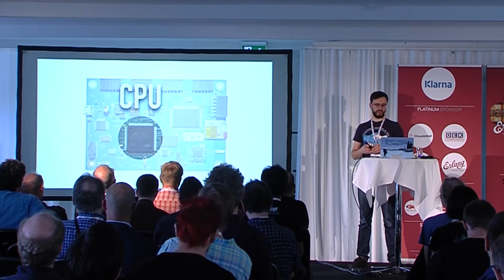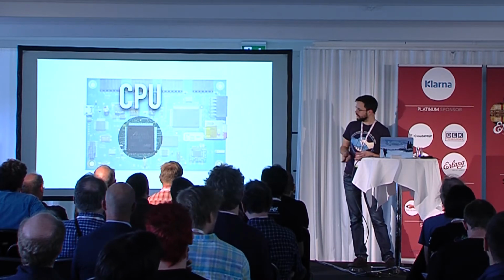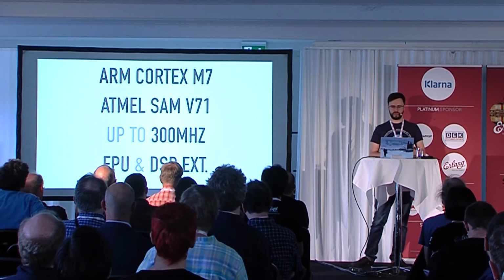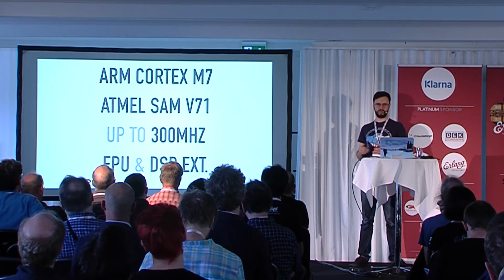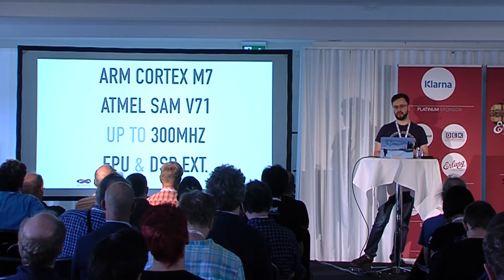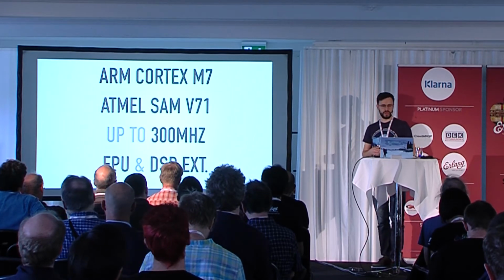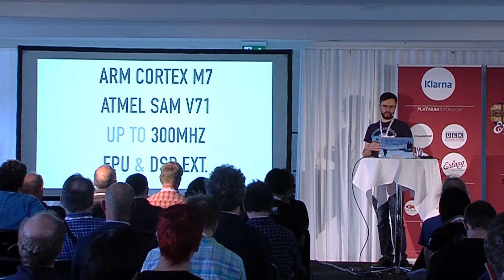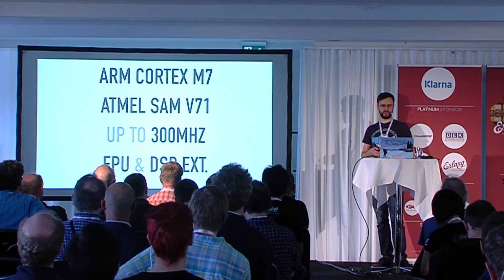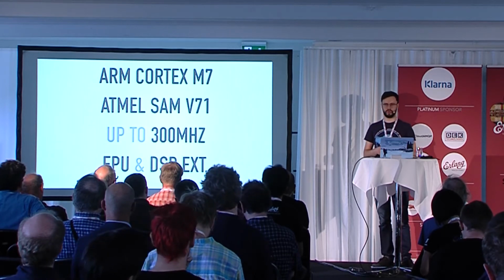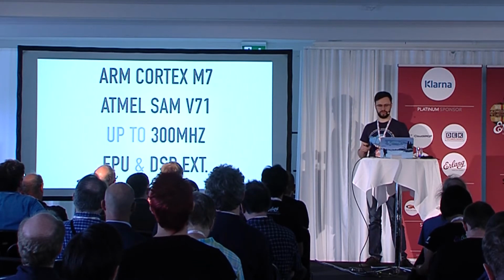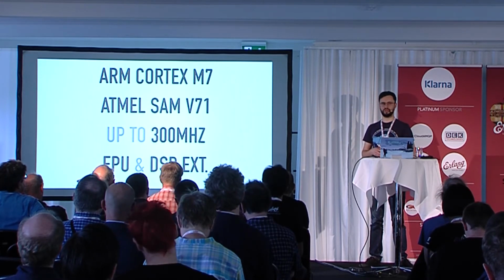So first up, the CPU. It's in the middle, it's the big one there. It's an ARM Cortex M7 core. It's a 32-bit system on a chip, and it uses the Atmel SAM V71 microcontroller. It runs up to 300 megahertz, so you can scale it. It has a floating point unit built in, and digital signal processing extensions that you can also use. So it's a nice processor, comes with lots of features, and we plan to use as many of them as we can.